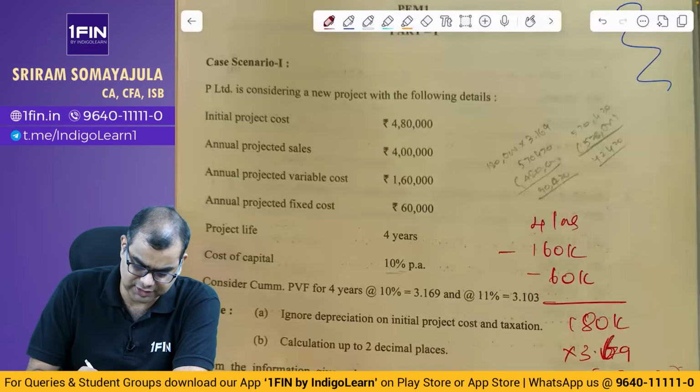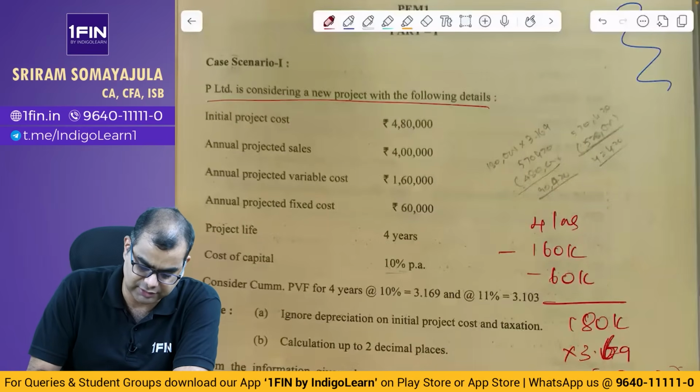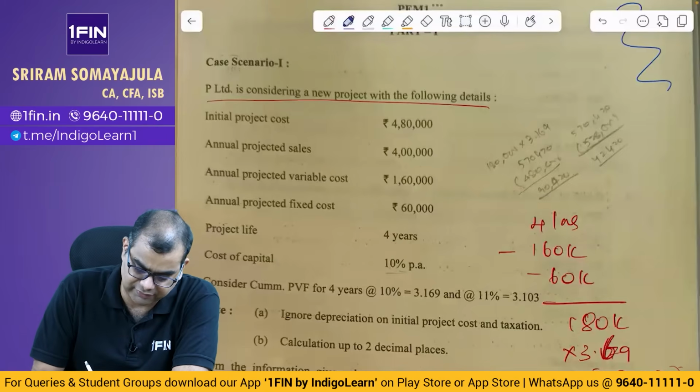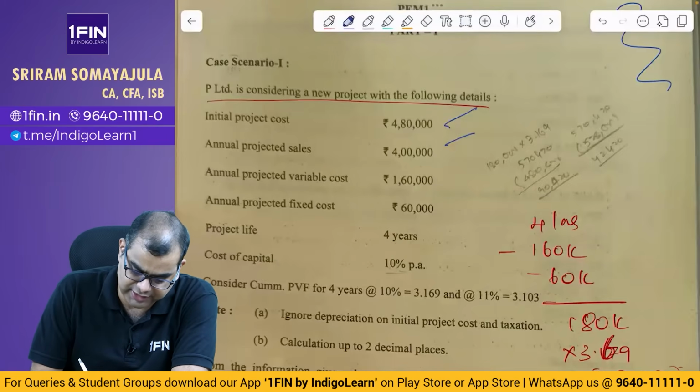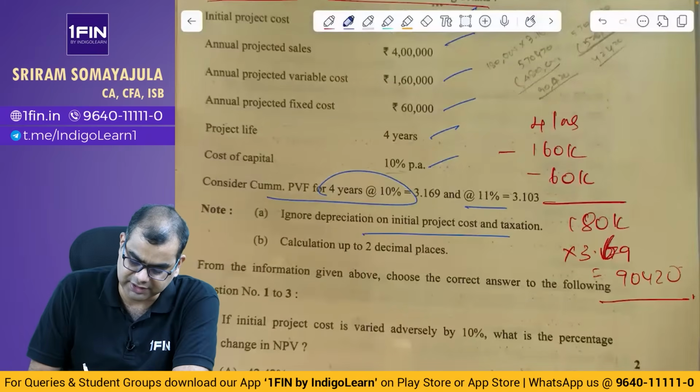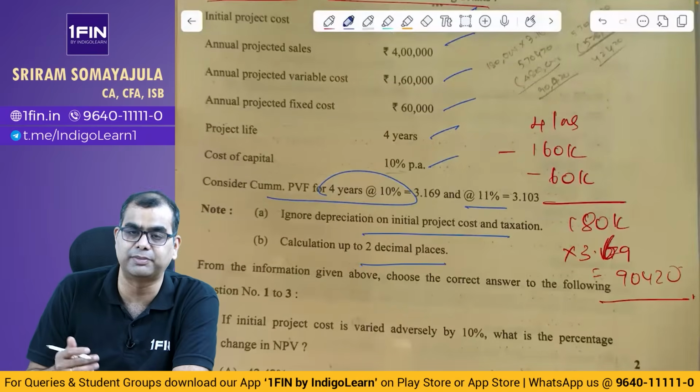So the first one is a super simple question on advanced capital budgeting. In this, they gave the initial project cost, annual sales, variable cost, fixed cost, project life, and cost of capital. Cumulative present value factors are given for 10% and 11%, and they've said ignore depreciation and taxation. Calculate to 2 decimal places.